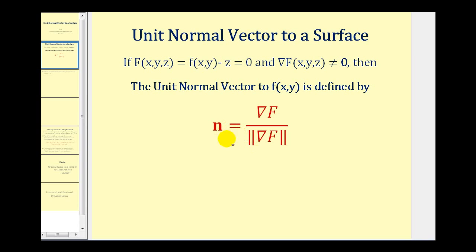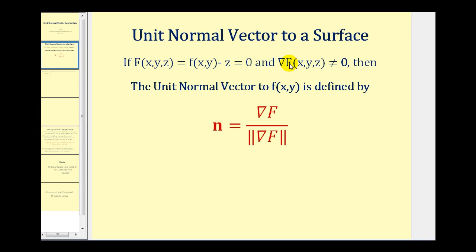Now we do need to be a little bit careful about this. We've talked about the gradient of little f in terms of x and y, and we've also talked about the gradient of big F in terms of x, y, and z. Remember, the gradient of little f is going to be a vector in the xy plane, and the gradient of big F is going to be a vector in space. So we're talking about a vector in space when we determine the unit normal vector to a surface.